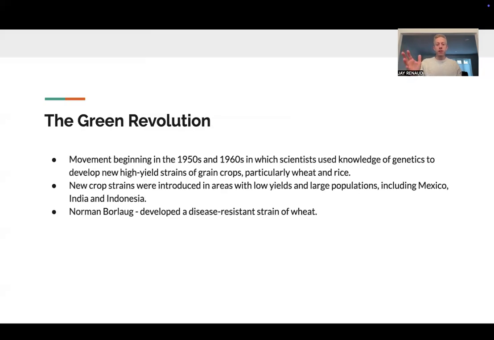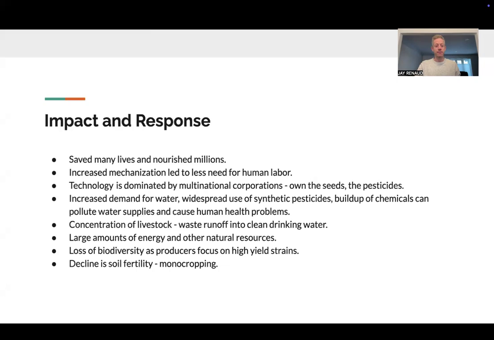The Green Revolution is part of the third agricultural revolution. Norman Borlaug is our guy here. He will develop a disease-resistant strain of wheat. He is going to help feed populations in periphery countries, in particular in Mexico and in India. He's going to revolutionize the way that people will farm there. There are positives that come with this, and there are negatives that come with this.